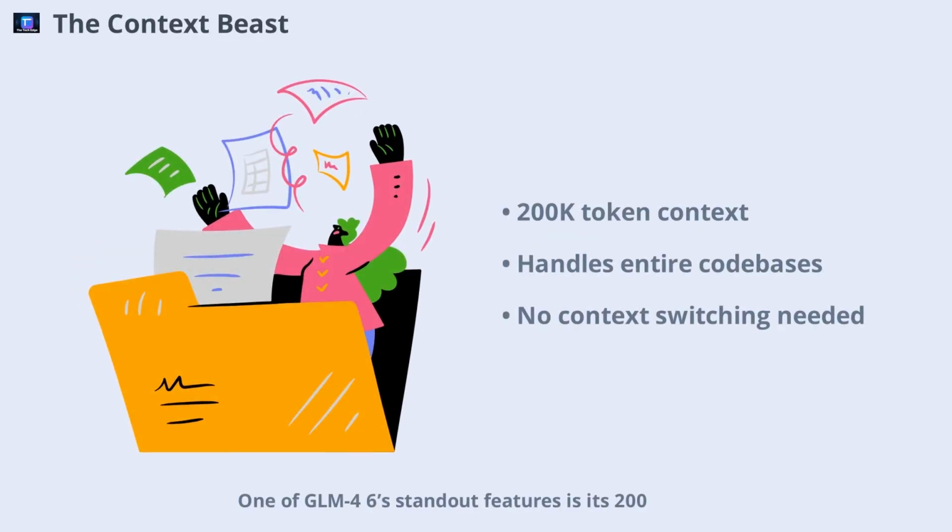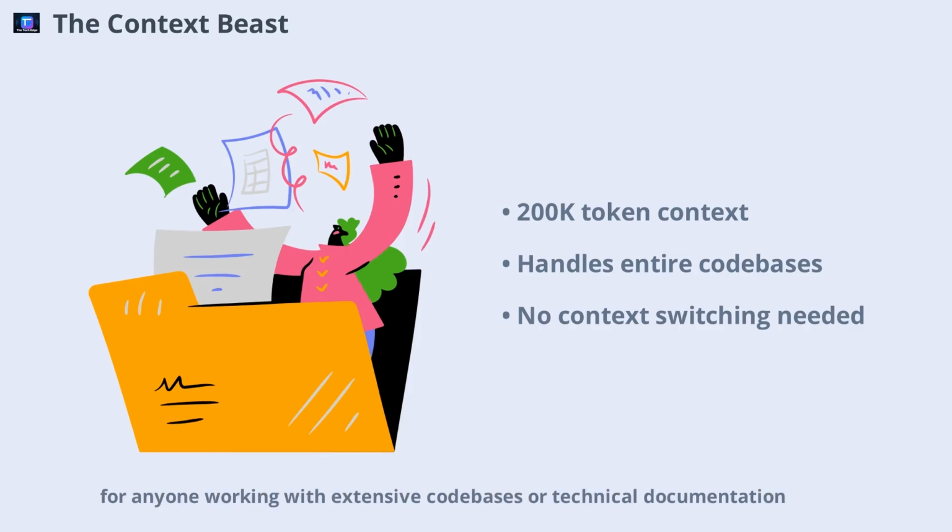One of GLM 4.6's standout features is its 200,000 token context window. For embedded engineers, this means you can feed it entire RTOS documentation, complete Qt application source trees, or multi-file embedded projects, all in a single conversation. There's no need to constantly summarize or split up your work. GLM 4.6 can process everything at once, making it ideal for large, complex projects. This massive context window is a huge advantage for anyone working with extensive code bases or technical documentation.